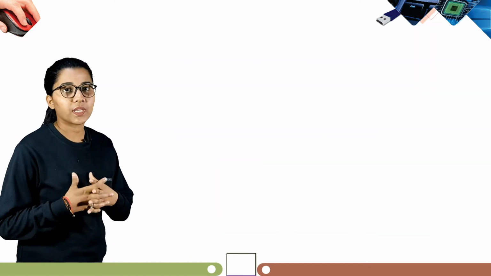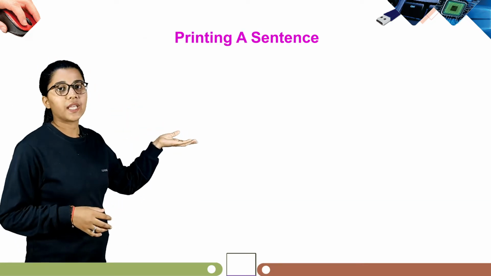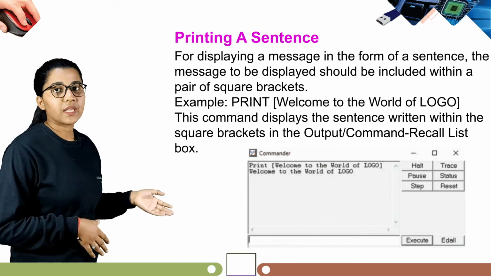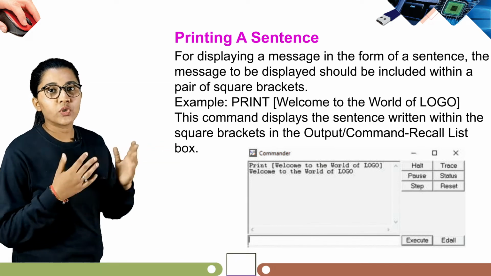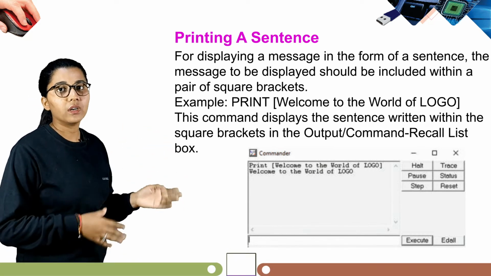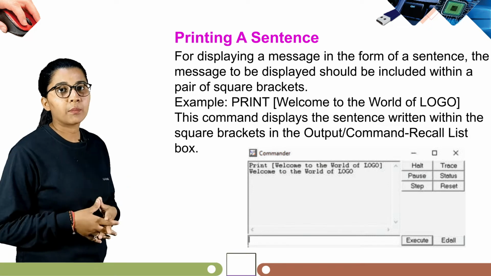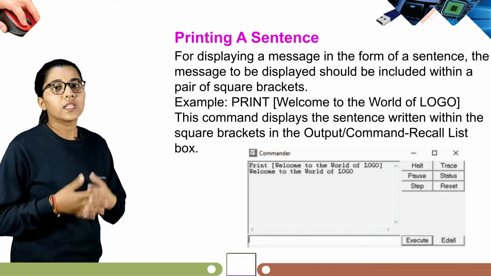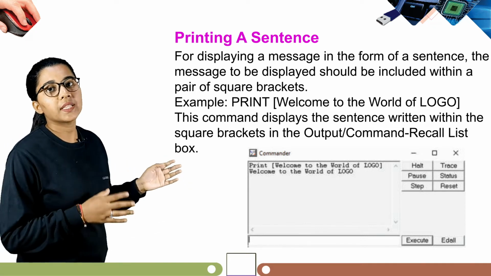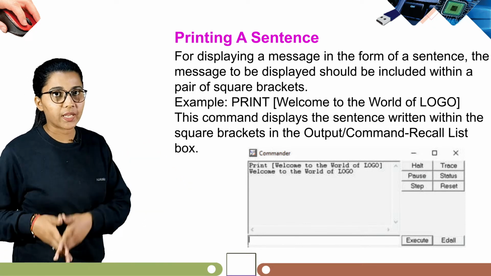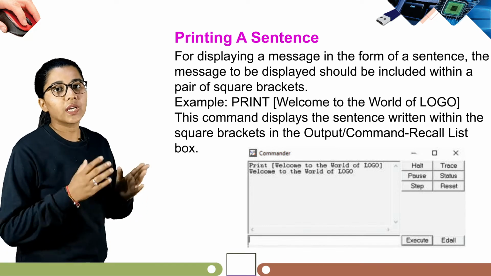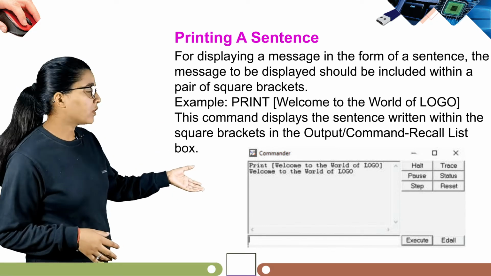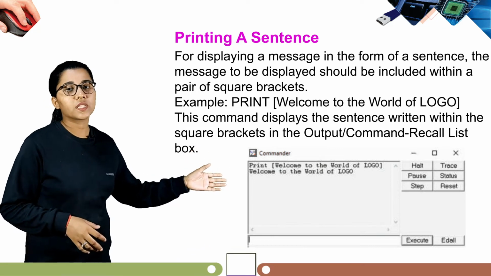Now our next topic is printing a sentence. For displaying a message in the form of a sentence, the message to be displayed should be included within a pair of square brackets. Example: print [welcome to the world of logo]. This command displays the sentence written within the square brackets in the output command recall list box. So students, this kind of interface will appear on the screen.